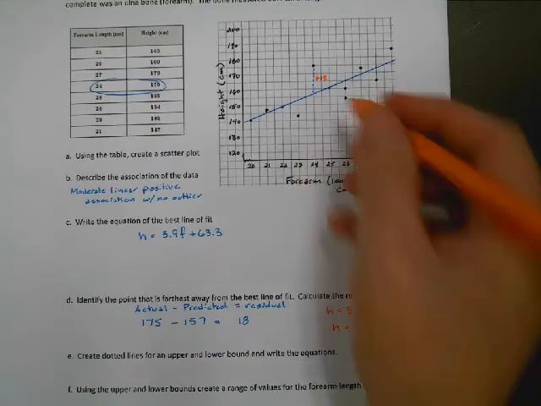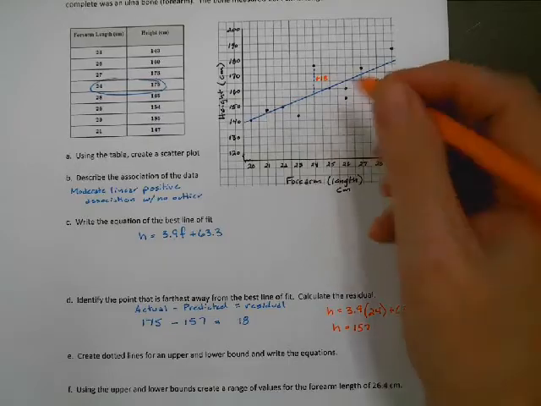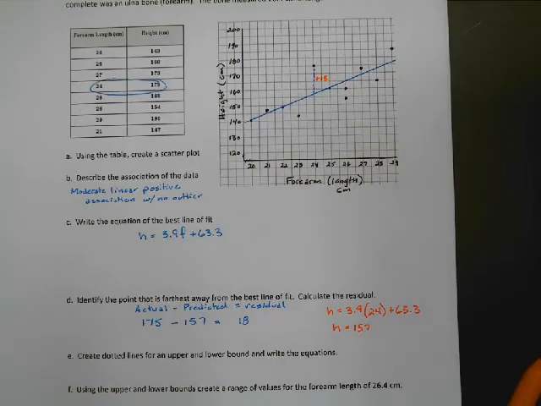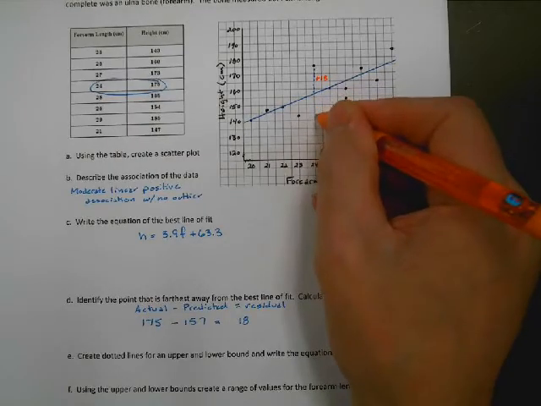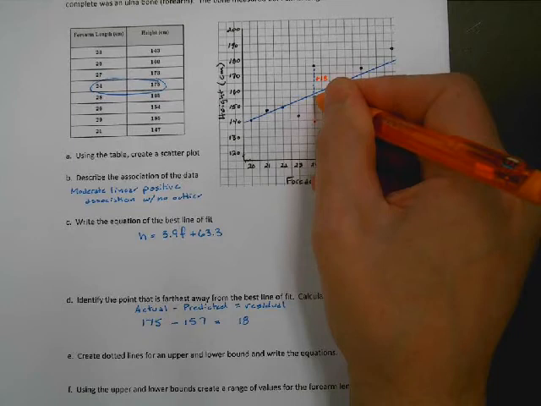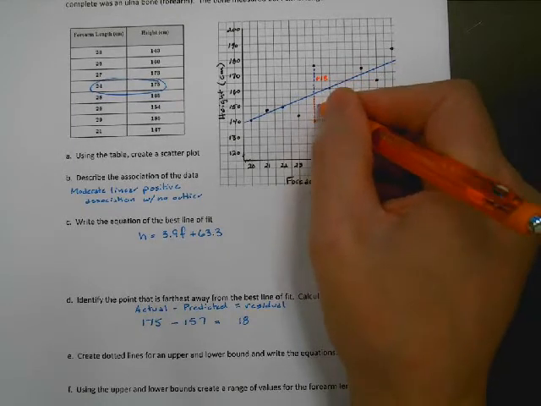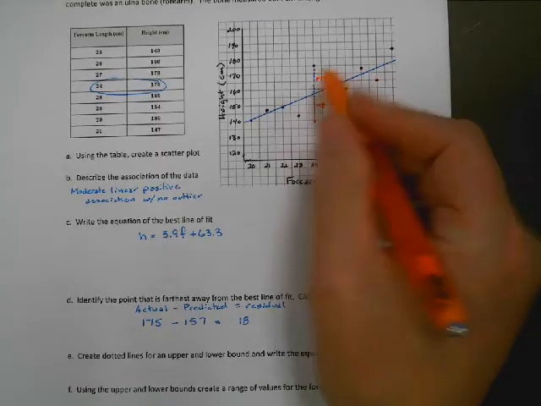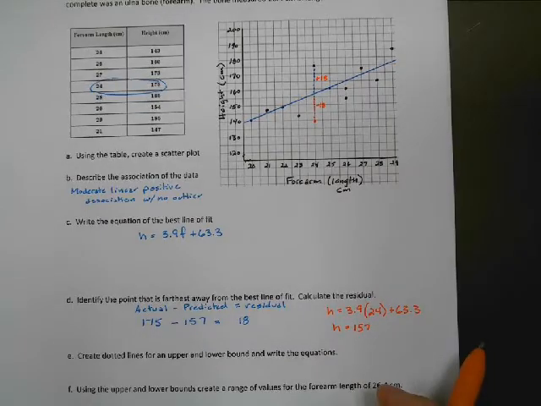So what we're going to do is create another point that is 18 below that one. So if I take 157 minus 18, that'd be 139. So 139 would be right about here. So this would be minus 18. This one is 18 above the line. This is 18 below the line.